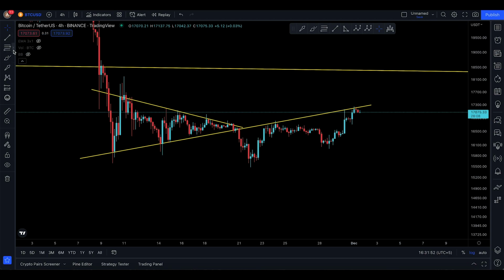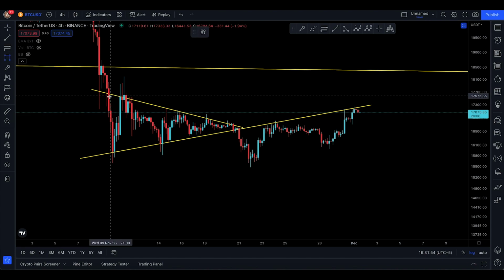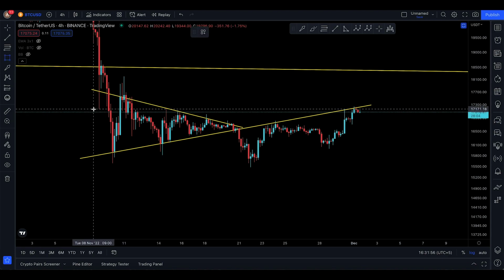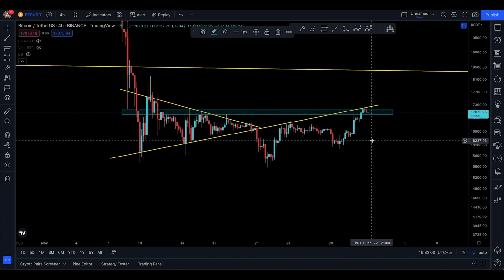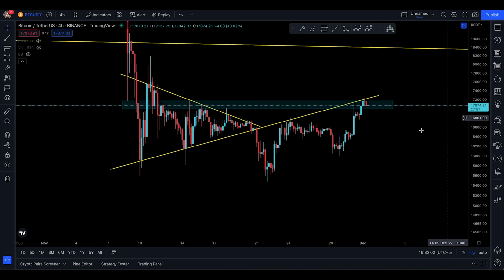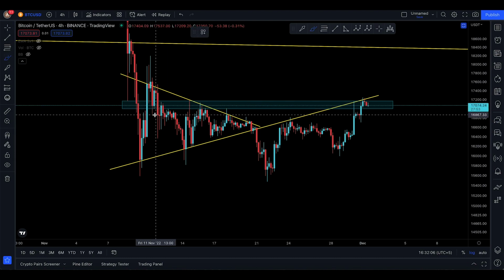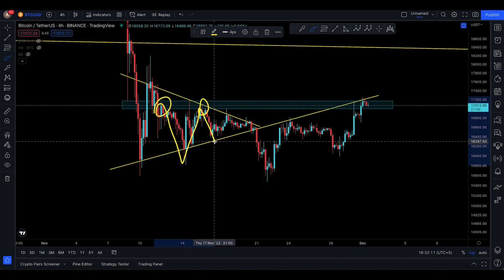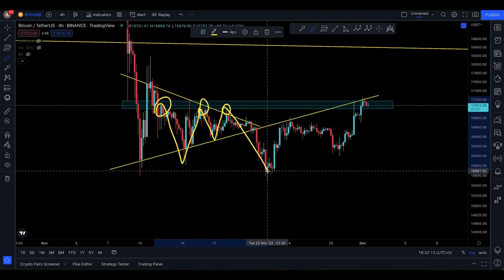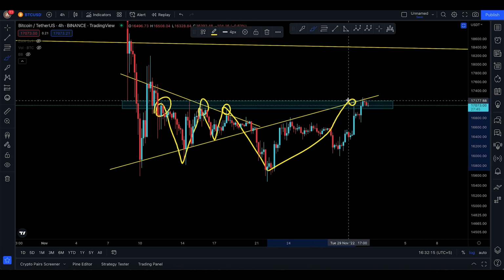If I take out that rectangle and drop it right over there, this is a supply zone. The reason it's a supply zone is that anytime you came up to this level, you got rejected. The first time you got rejected, went down, went up again, got rejected, came down, went up here again, came down, and now you try to go back here, and came down again.